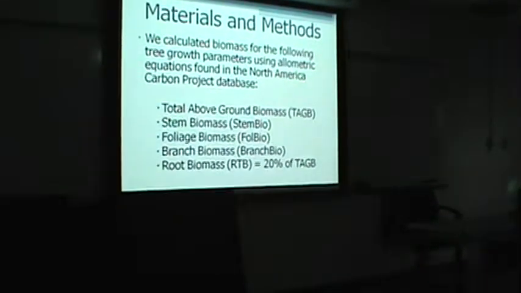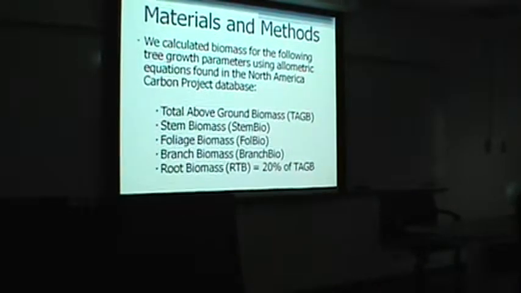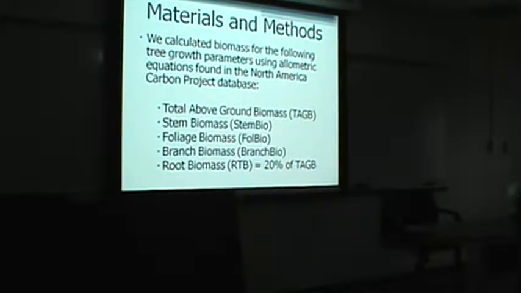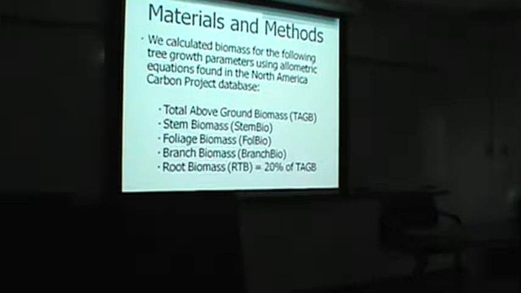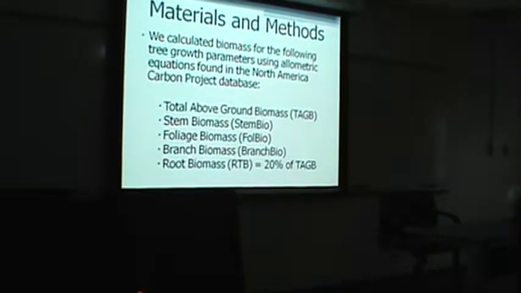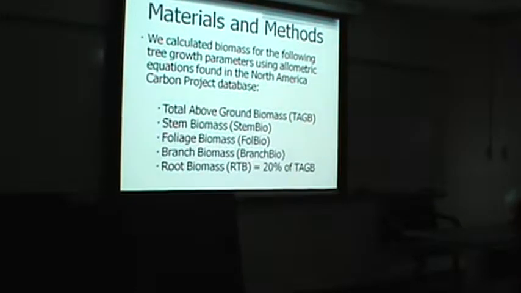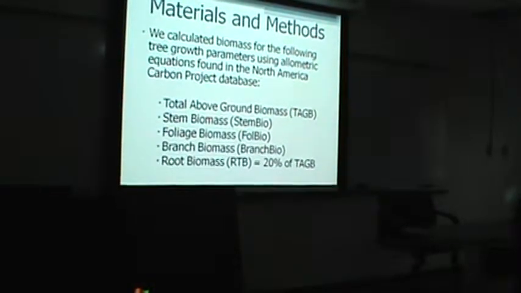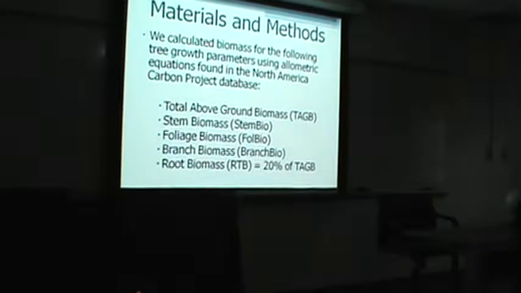We calculated biomass of the following tree growth parameters using allometric equations found in the North American Carbon Database: total above ground biomass, stem biomass, foliage biomass, branch biomass, and root biomass, which is 20% of the total above ground biomass.